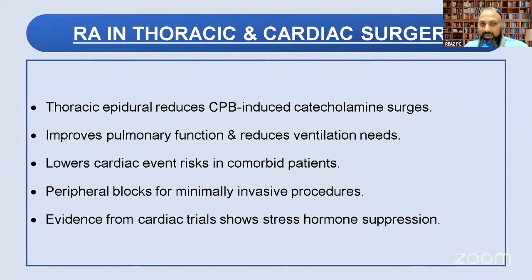In thoracic and cardiac surgery, the use of thoracic epidural reduces cardiopulmonary bypass-induced catecholamine surges. It leads to improved pulmonary function and also reduces ventilation needs. It lowers cardiac events such as MACE risk in comorbid patients. Peripheral blocks are useful for minimally invasive procedures, and evidence from cardiac trials shows decreased stress hormones.